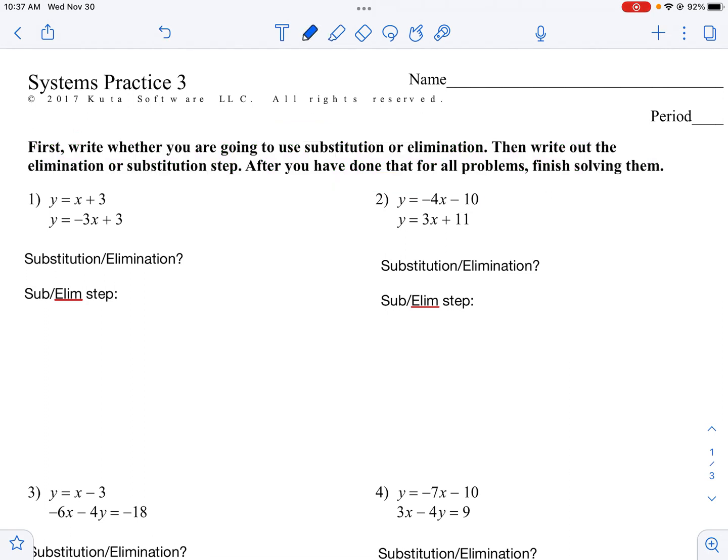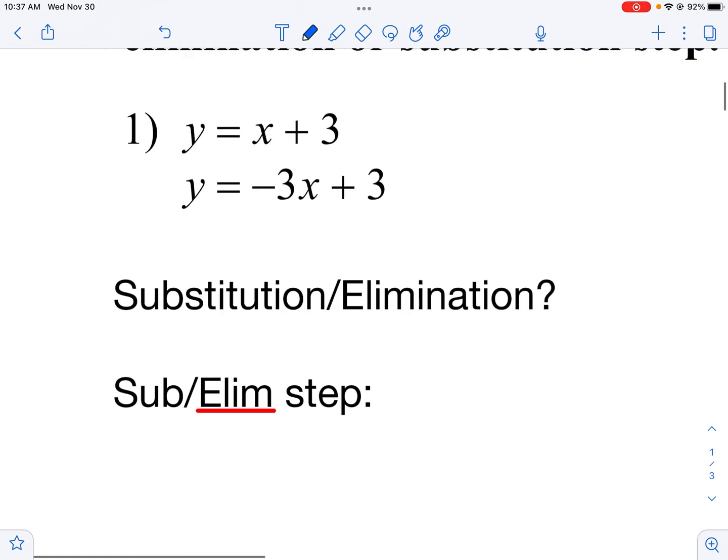What I want you to do first is look at them and decide whether you want to substitute or eliminate on that particular problem. So let's look at a few of these and do that first. Should we substitute or eliminate? Let's look at one and look at your system and decide what you want to do. Would it be good to substitute or eliminate on that problem?